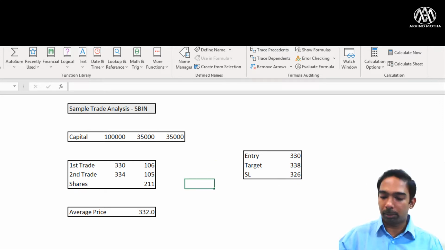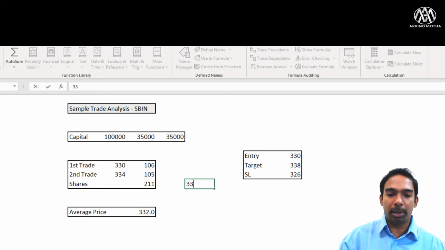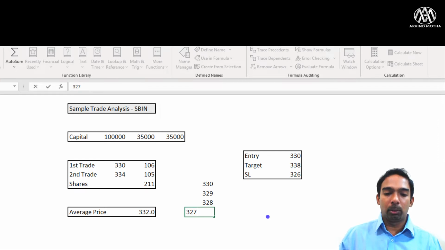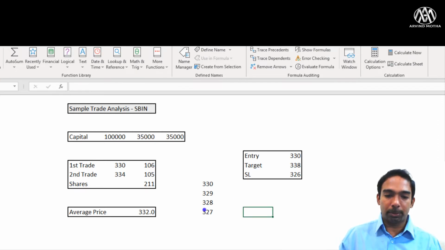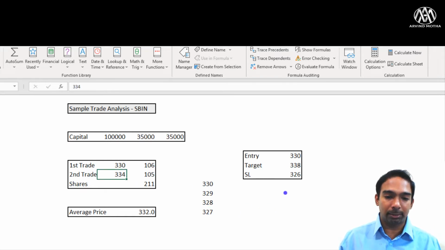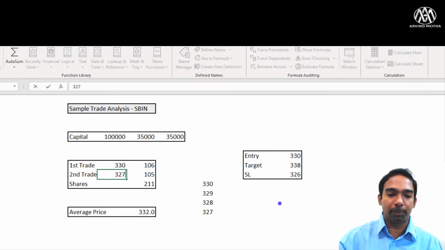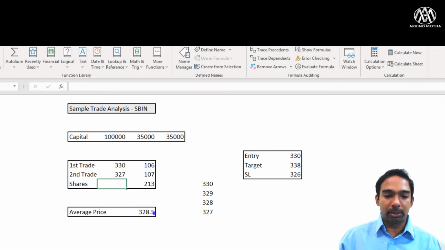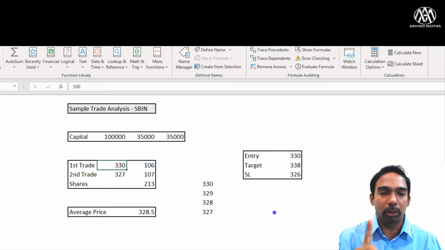Assuming I buy at 330, it comes to 329, 328, and again 327. So it's coming down by 4 rupees, but it is still above my stop loss. I'm not going to exit, so I'm going to take a second trade. Assuming I take the second trade at 327, look at the average price. It actually comes down to 328.5. It was earlier at 330 because I took only one trade.